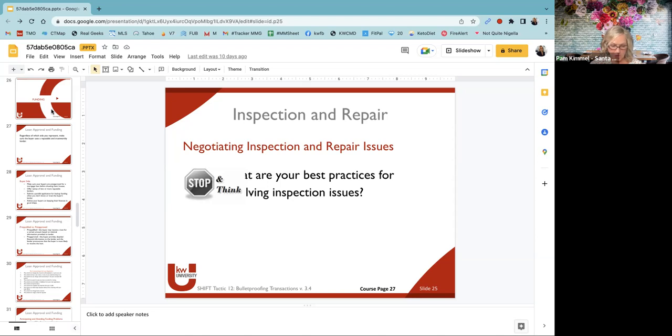And I think I already talked about one of the things that we always see on the reports, which is debris, cellulose debris underneath the house.